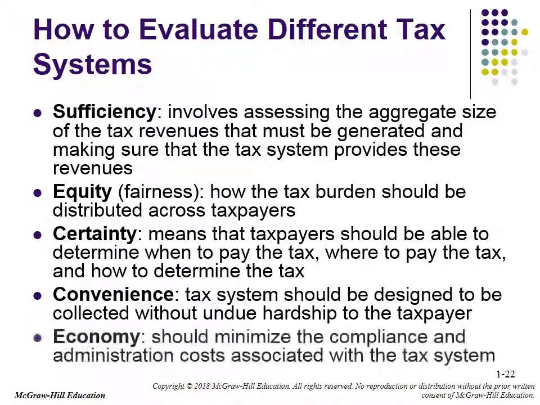Economy. This is funny. The system should minimize the compliance and administration costs associated with the tax system. Well, that's a big screamer right now. People are always yelling that it's just too complicated. And it is. So these are what your system should look like. Do we have all these items present? Maybe to the best of our ability, but some would argue that.